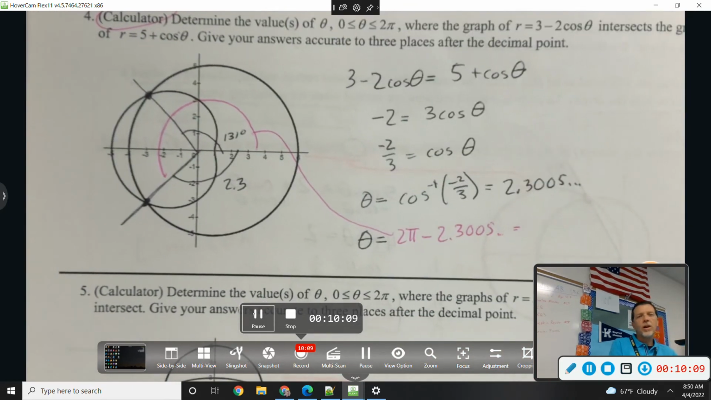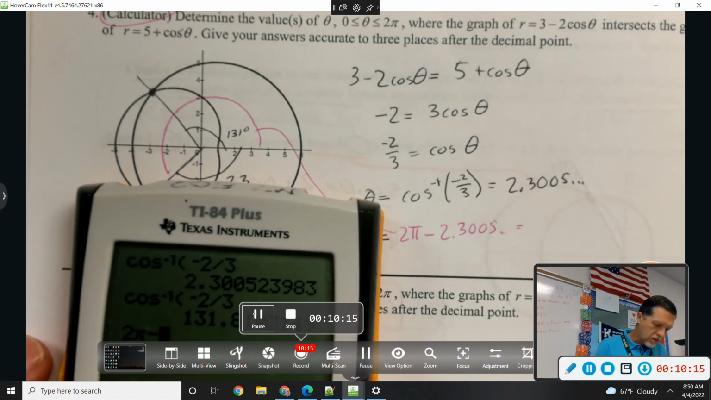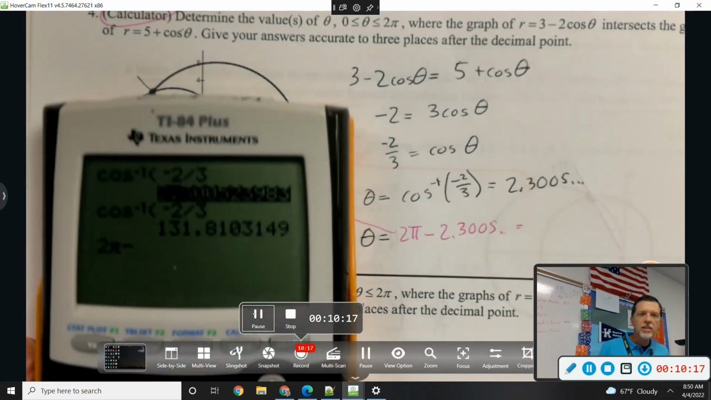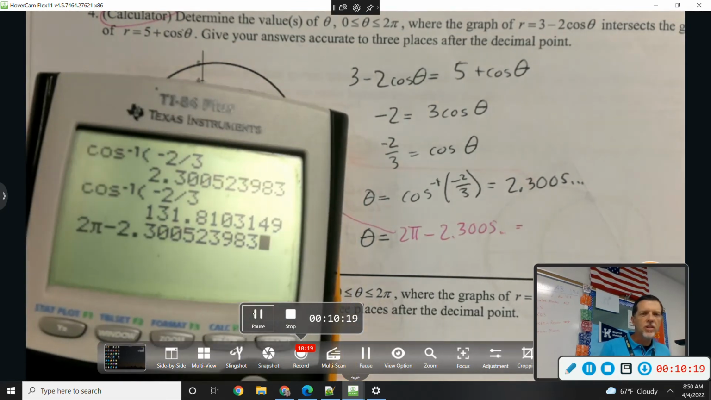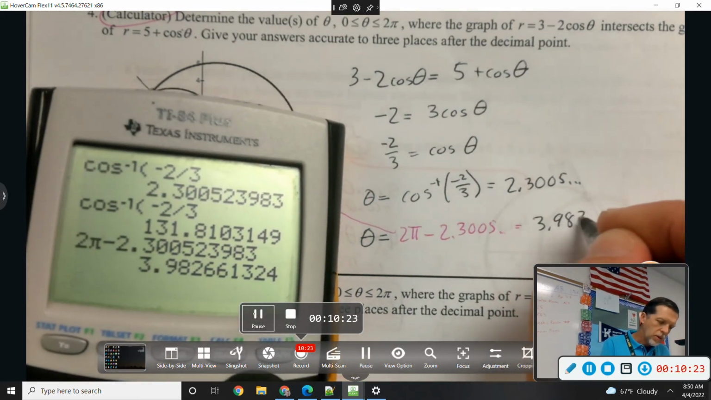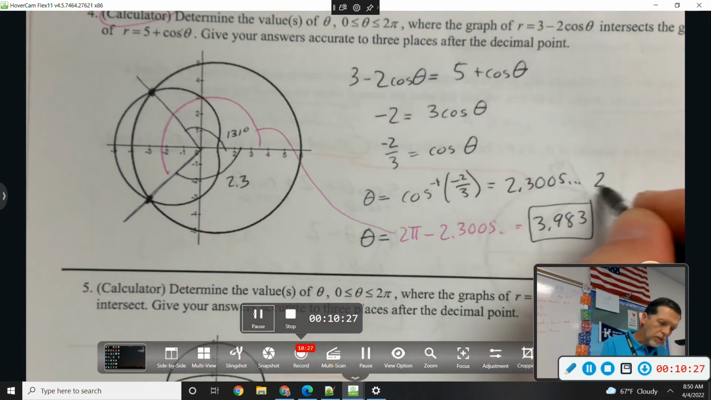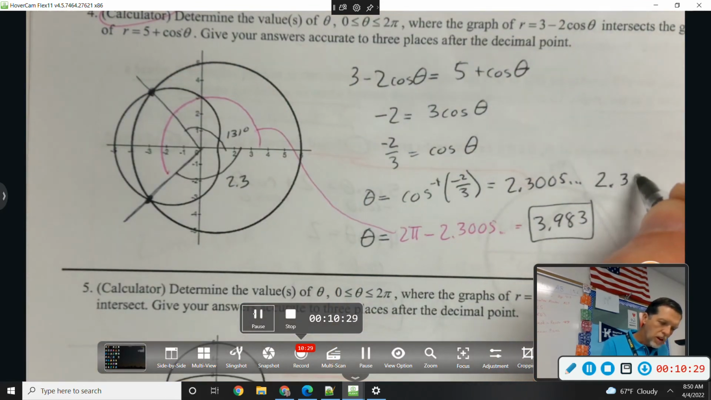So you have to use your picture to kind of figure out what's going on. 2 pi minus first answer, 3.983. And it said 3 decimal places, so 2.301.